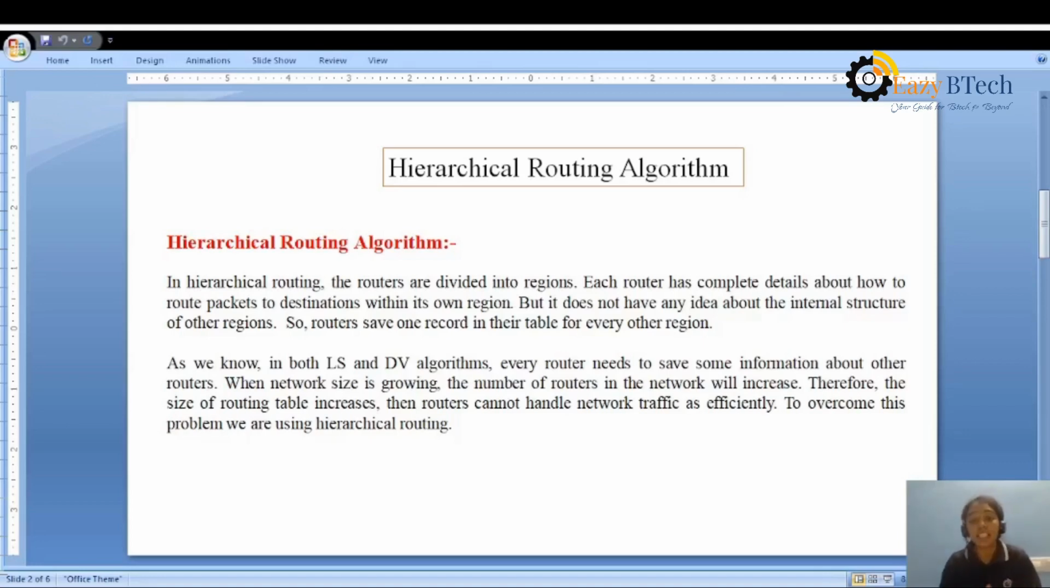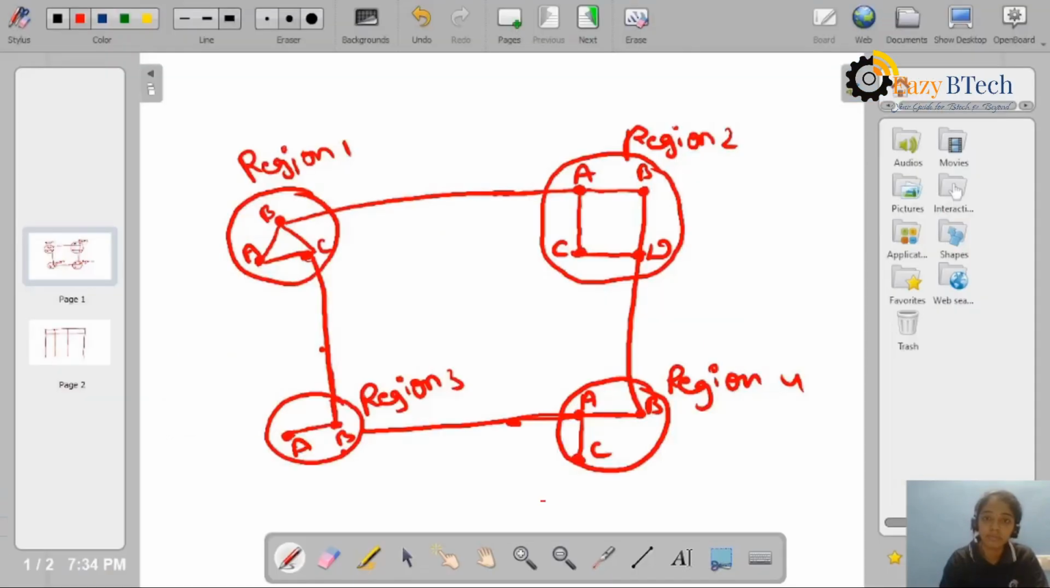Let us consider one example of how we can simplify this routing table into a smaller hierarchical routing table. Let us see how the routers are grouped into regions or clusters, and how we can communicate from one cluster to another cluster. So this is an example.